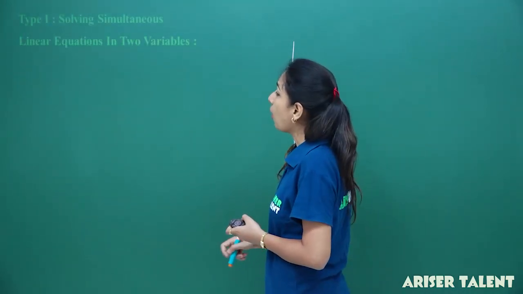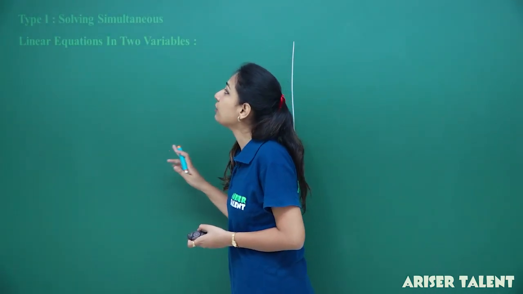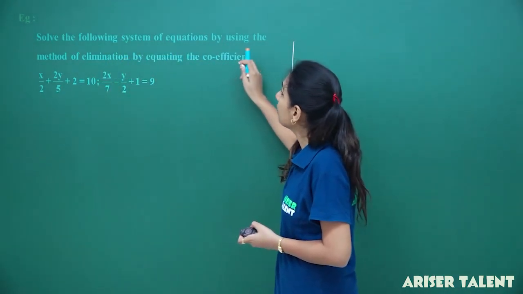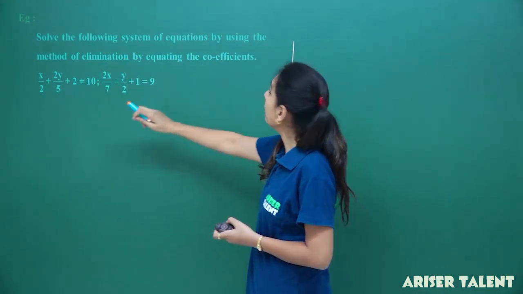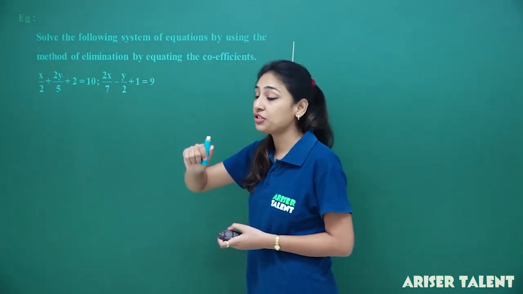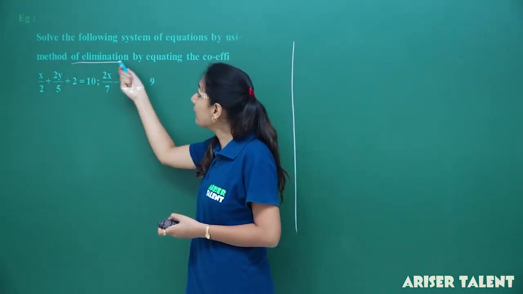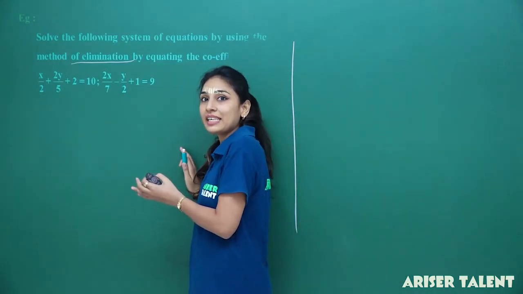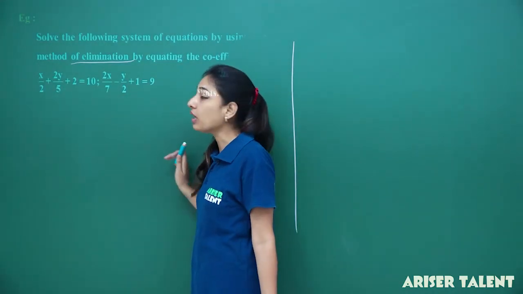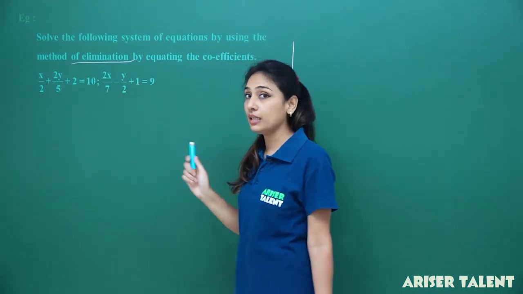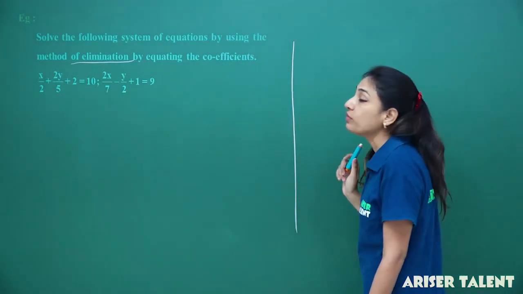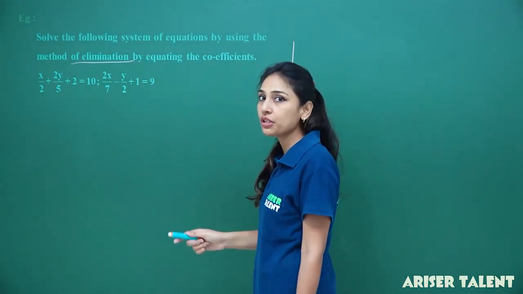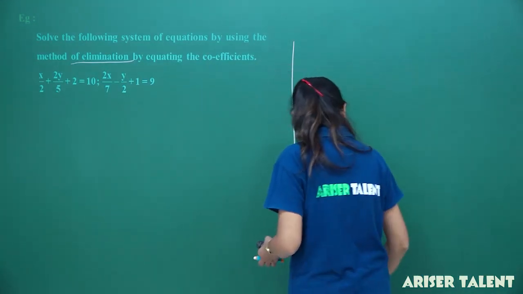Okay. Now, solving simultaneous linear equations in two variables, type 1. Solve the following system of equations by using the method of elimination. Now, given the method of elimination, you are asked to do this equation, which can be done by another method, but you have to do it by the method of elimination by equating the coefficient. Not by substitution, but by equating the coefficient.